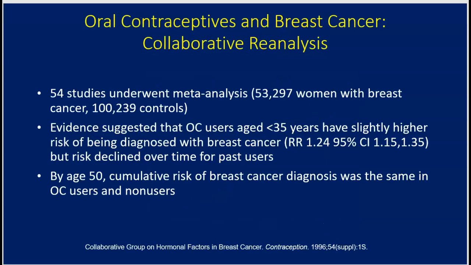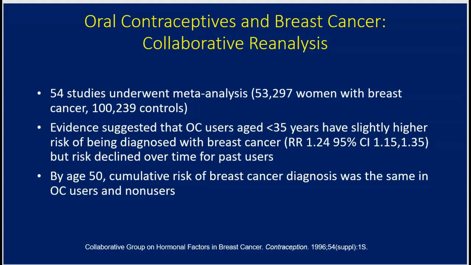Now, when you look at oral contraceptives and breast cancers, there's been a number of large studies that have examined this issue. One of the biggest, earliest studies, published in 1996, was a meta-analysis of 54 different studies that included over 53,000 women with breast cancer and over 100,000 controls. And their bottom line was that there was evidence that would suggest that oral contraceptive users aged less than 35 years had a slightly higher risk of being diagnosed with breast cancer than non-users, again a relative risk of about 1.24, but the risk declined over time for past users.